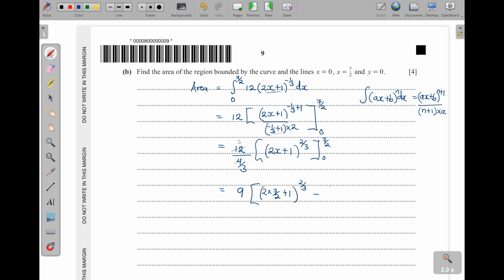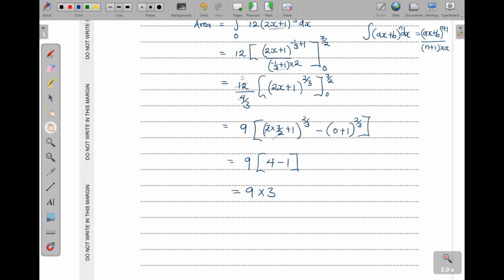Then we subtract. Now we put 0. Of course, then 2 over 3 as the power. Then here you have 9, so this one will cancel with that. And then you have 8. 8 to the power of a third, you get 2. Then 2 squared is 4. Then we shall subtract a 1. So that means we shall have 9 times 3, which becomes 27. So our answer is 27.